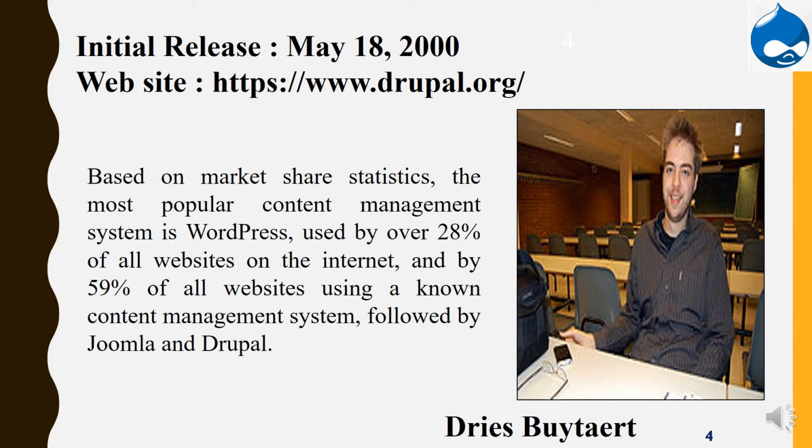The initial release of Drupal was on 18th May 2000 by the founder Dries Buytaert. We can download different versions of Drupal from the website www.drupal.org. Based on the market share statistics, the most popular content management system is WordPress, which is used by over 28% of all websites on the internet, and among the 59% of websites using a non-content management system, the most popular are Joomla and Drupal.